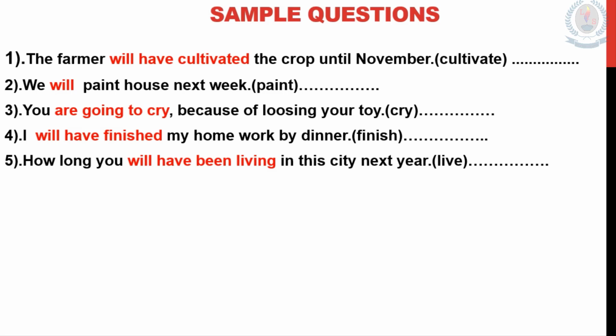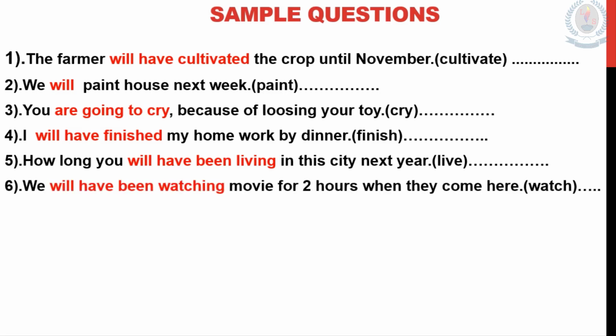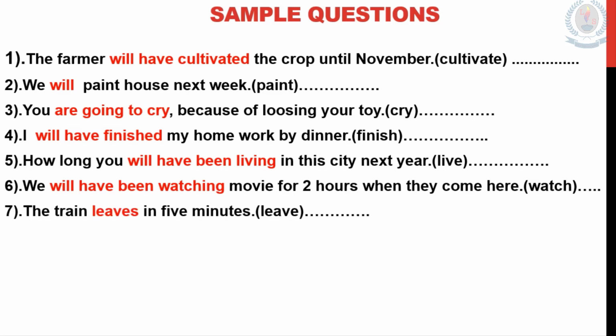How long will you have been living in this city next year? So will have been living. Look at the structure. So future perfect continuous tense. We will have been watching a movie for 2 hours. Future perfect continuous tense. The train leaves in 5 minutes. Leaves, so simple present tense.